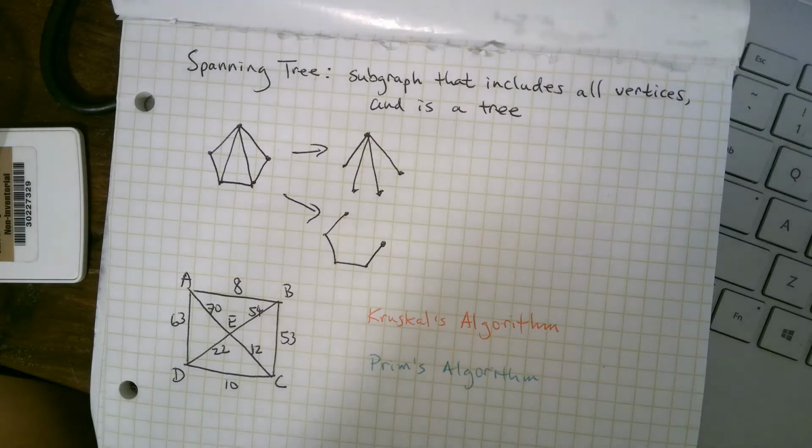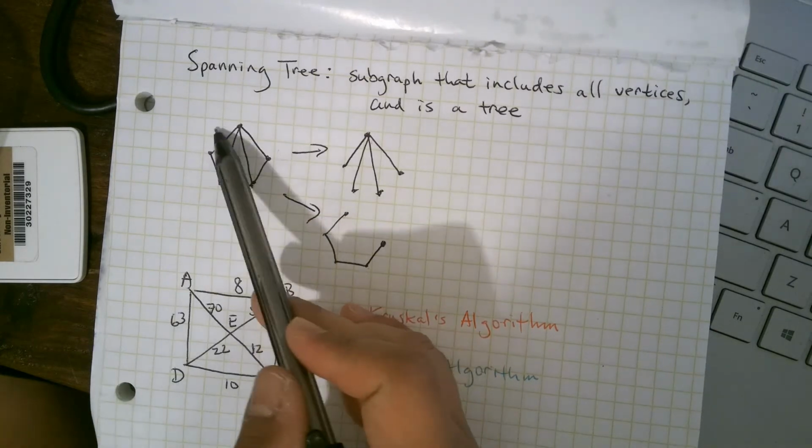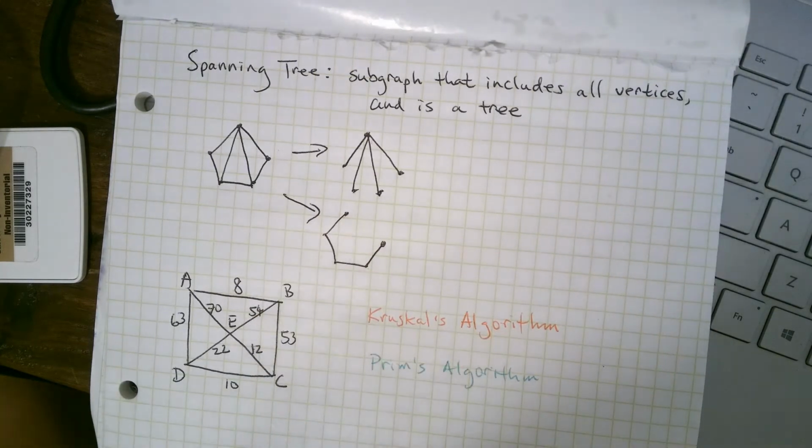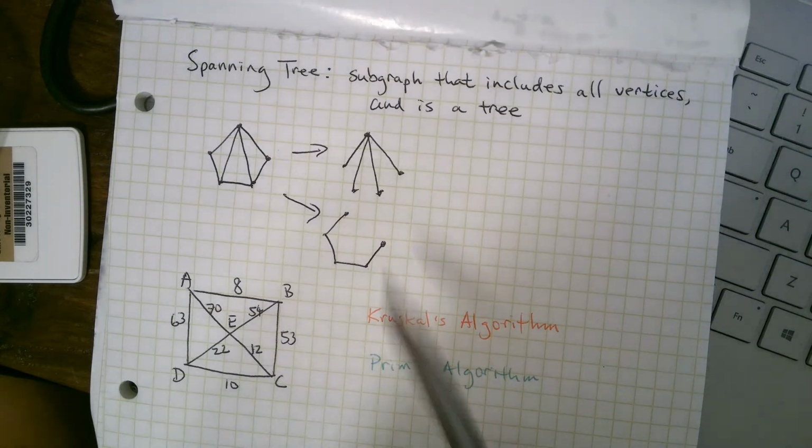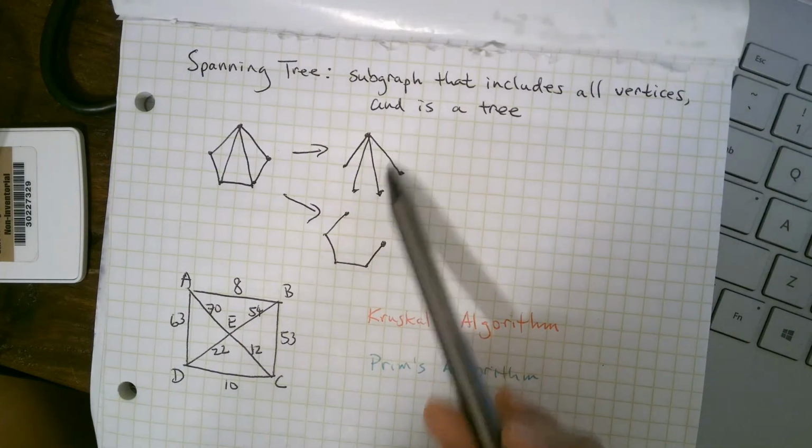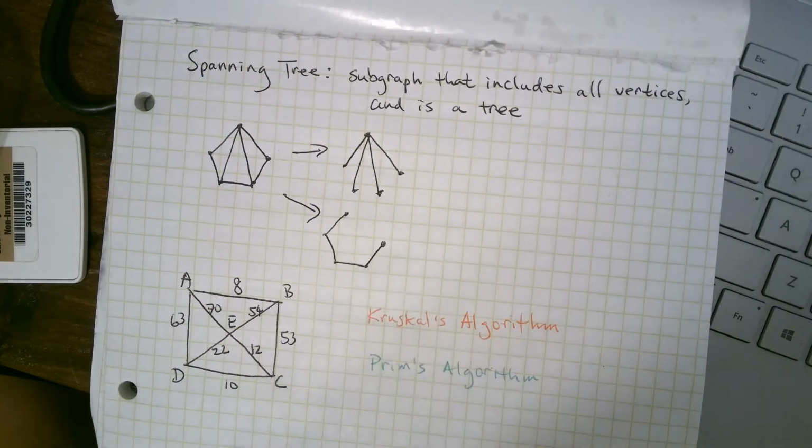If you have a network, meaning the edges are weighted, so we can put numbers, then we can talk about a minimal spanning tree, meaning the sum of the edges of the spanning tree is as small as possible. Why would we want to do that?